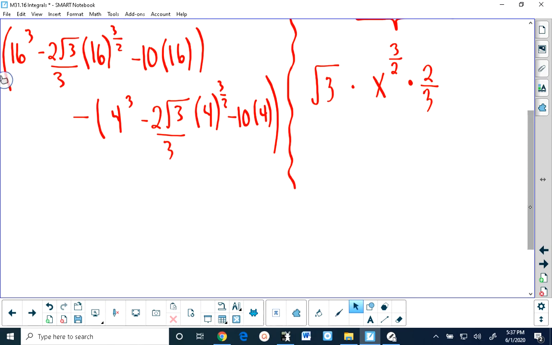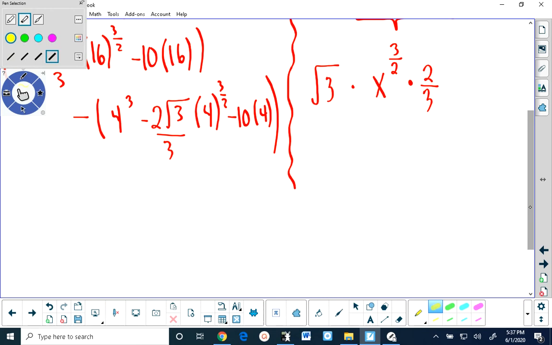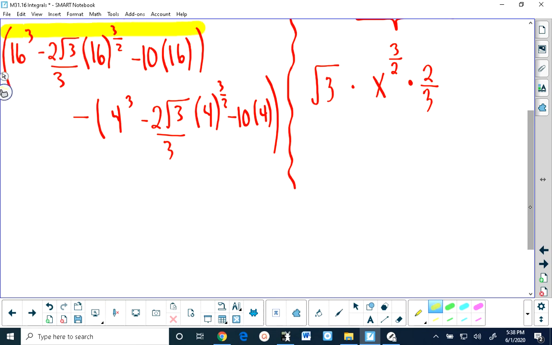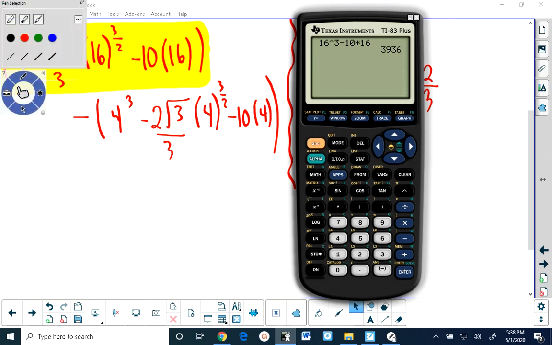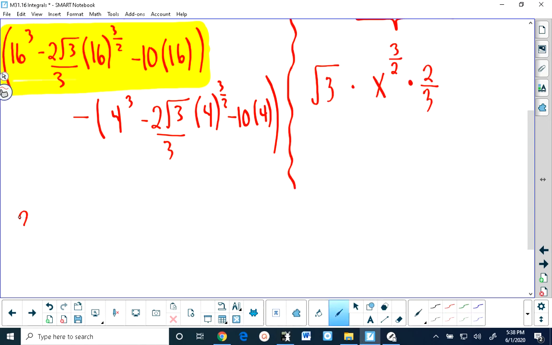All right, so now we're going to start chipping away at this. And I'm going to worry right now about this piece. Part of that piece of my answer is 16 cubed minus 10 times 16. So I'm going to calculate what that is. 16 cubed minus 10 times 16 is 3936. So I have 3,936, and then I have minus this other term which I've left out of it.